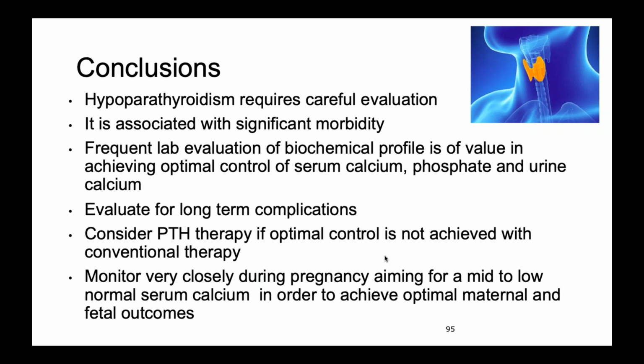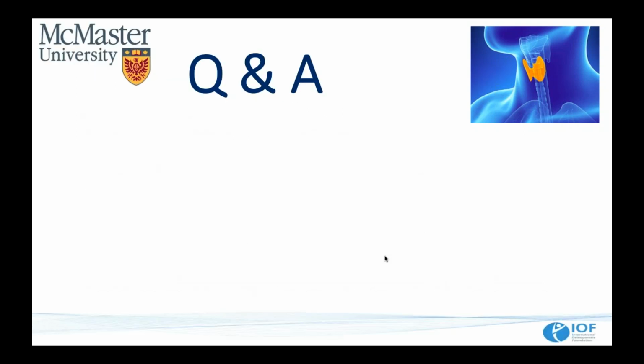So in conclusion, hypoparathyroidism requires careful evaluation. It is associated with significant morbidity. We need to evaluate our patients closely, especially during pregnancy, and definitely consider PTH therapy if optimal control is not achieved with conventional therapy. And we need to monitor our patients closely during pregnancy to achieve optimal maternal and fetal outcomes. So with that, I really would like to thank you all for your attention and answer any questions that you may have.